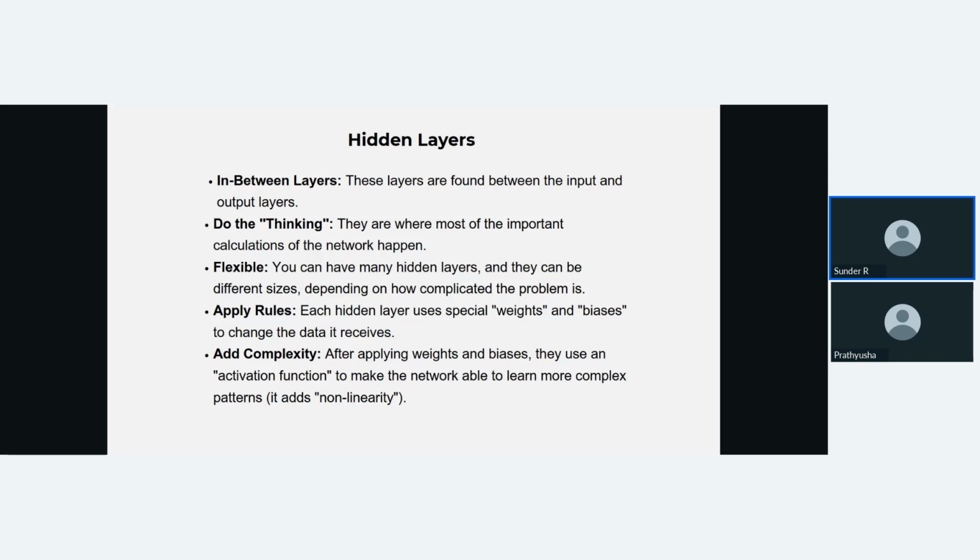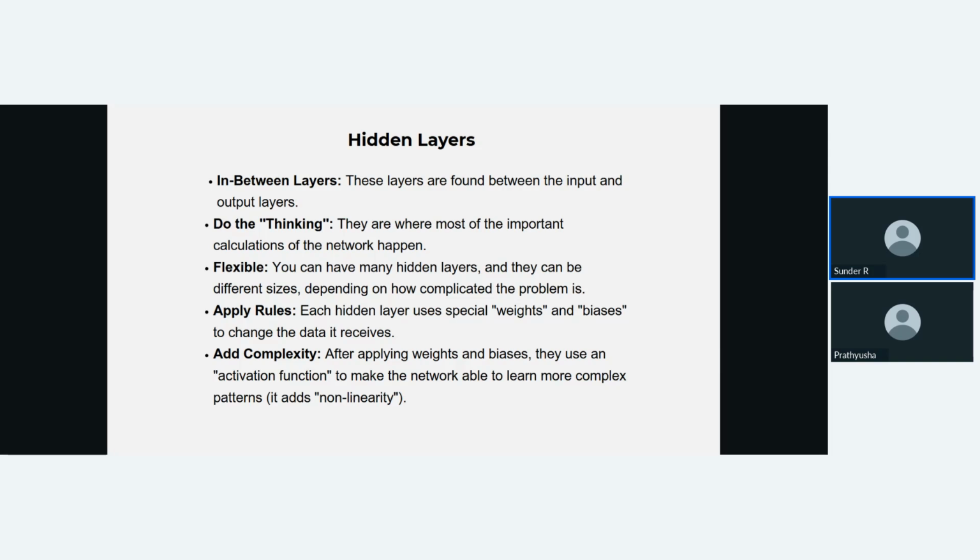So to give you a simple example, as I told you at the start, the waiter is your input layer. The hidden layers can be called your kitchen. The kitchen is where the inputs are given, where the chefs prepare your delicious meal, isn't it? That is the hidden layer.